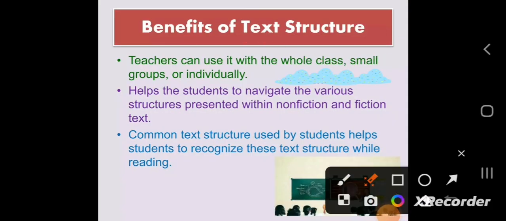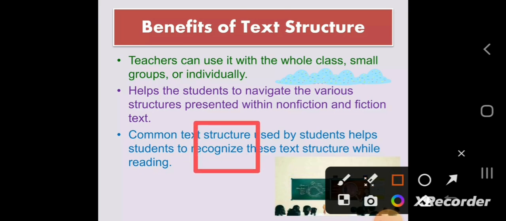Benefits of text structure. Teachers can use it with the whole class, small groups, or individually. Versatility: teachers can apply text structure strategies with the whole class, small group, or individual students, tailoring the approach to the needs of each learner. Help students to navigate the various structures presented within non-fiction and fiction text. Improved navigation: understanding text structures helps students effectively navigate different types of text, whether non-fiction or fiction. These skills aid in comprehending and organizing information better.